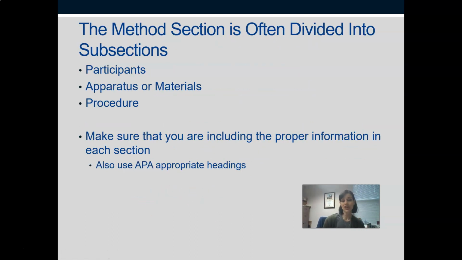So the methods section is often going to be divided into smaller subsections. In particular, we're going to focus on participants, apparatus or materials, and I will talk about the difference between the two, and then the procedure. You also need to make sure that you are including proper information in each section and also using APA appropriate headings.